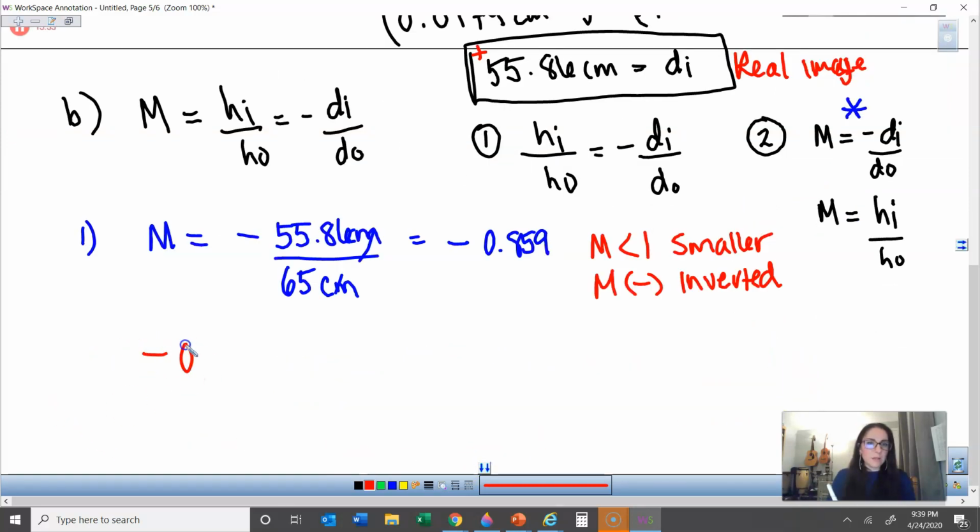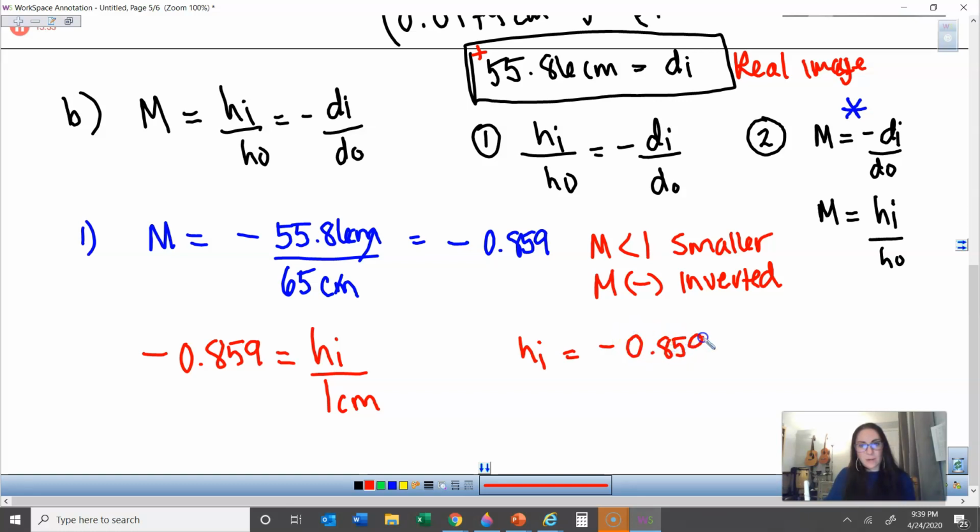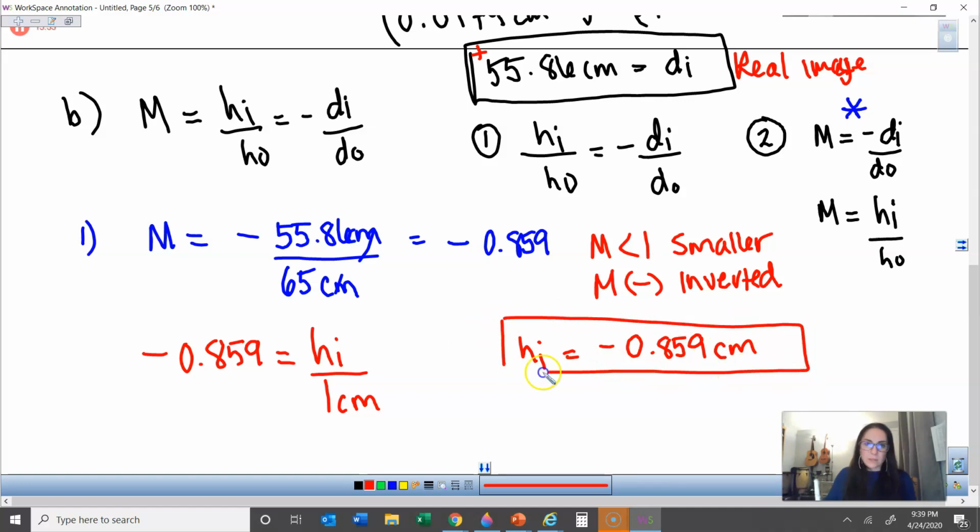So now that I have that, I could use that number and set it equal to hi over ho, which was 1 centimeter. So that's fun because that makes the answer pretty easy. Negative 0.859 centimeters. The negative of this, as you might guess, means it's inverted.